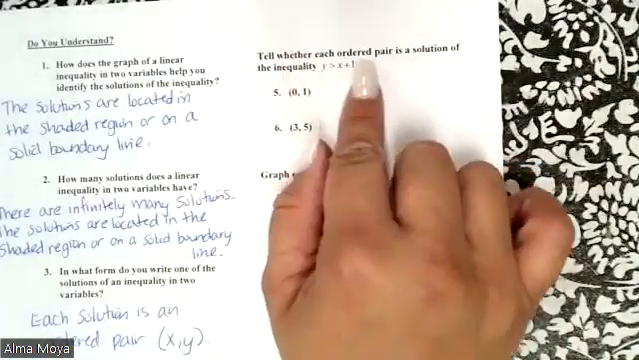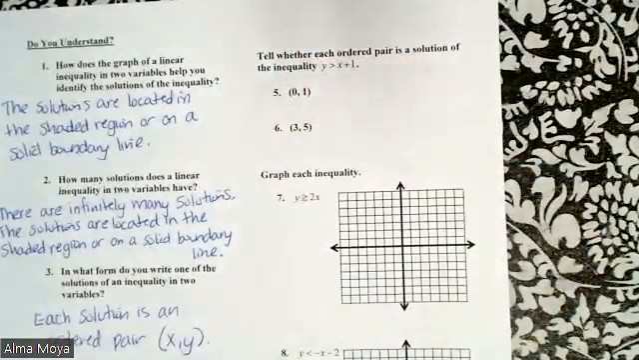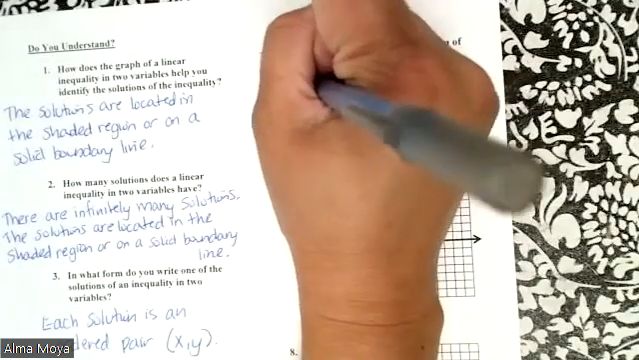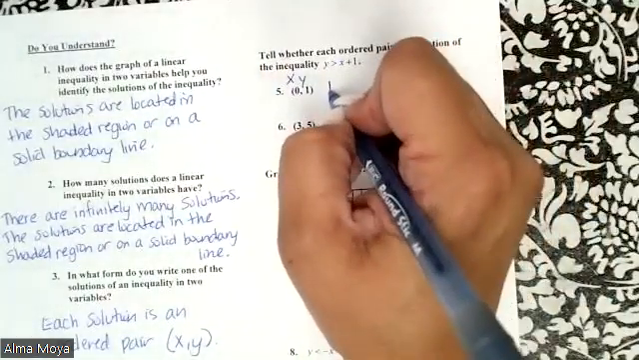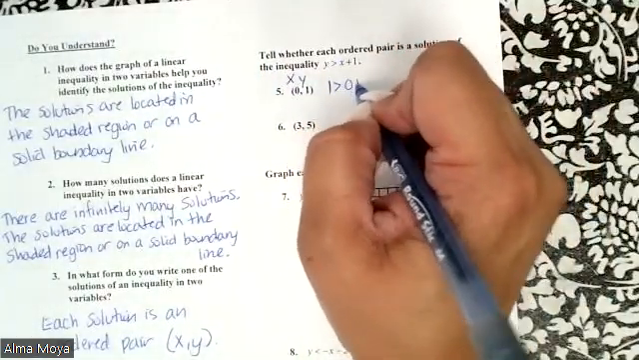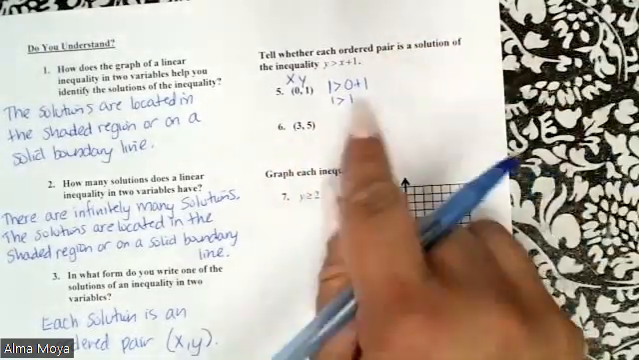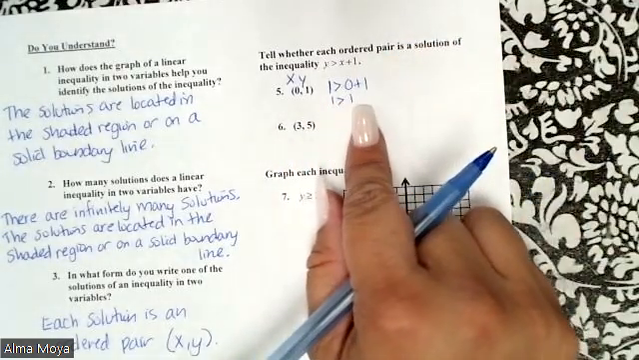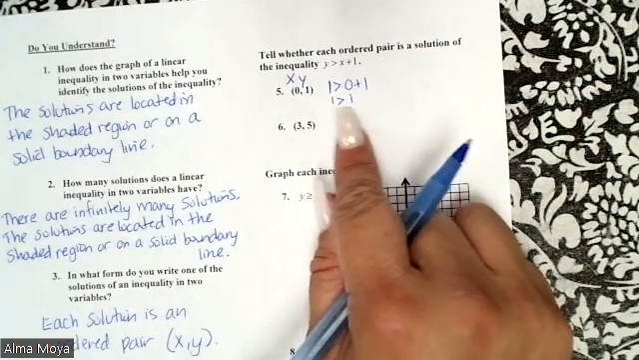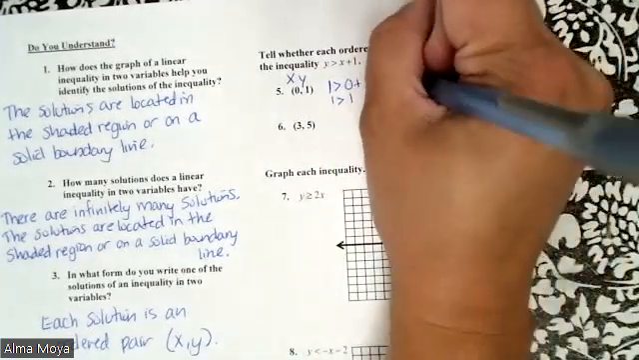Now it says tell whether each ordered pair is a solution. So we're going to go ahead and plug this in. So y is 1, is greater than or equal to x is 0 plus 1. That is not true. 1 is not greater than 1. It's equal to, but it's not greater. So right here, this is not a solution.